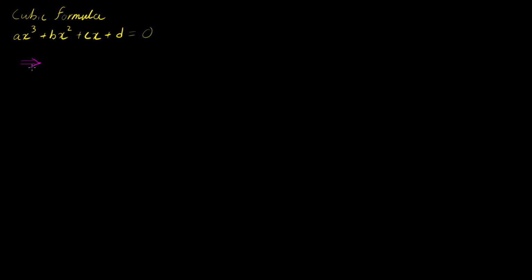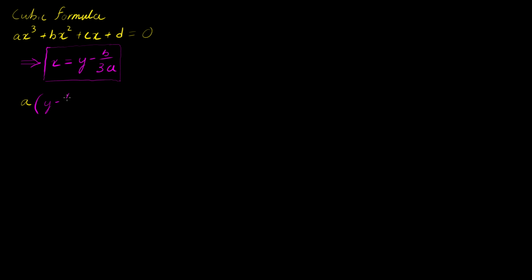So the first thing I'm going to do is make a substitution. I'm going to make the substitution that x is equal to y minus b over 3a. And it turns out that this substitution is going to be really useful in helping us simplify this equation. It's going to allow us to get rid of the x squared term, which is going to let us solve this equation in general. So let's make that substitution.